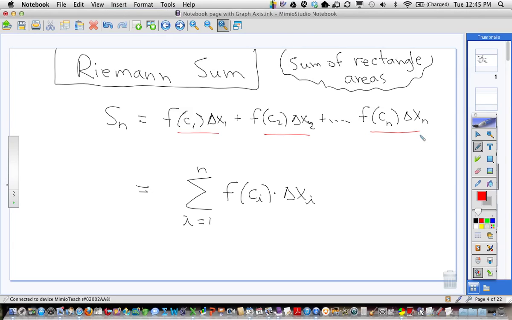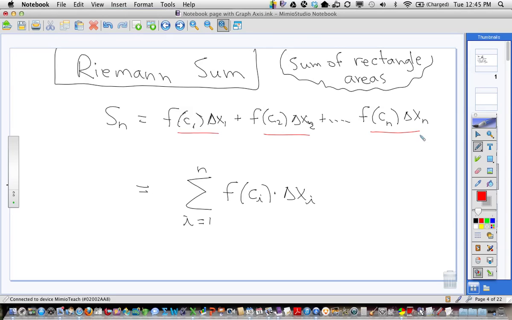But basically what you have here is a rectangle height times a width. Now notice here I put delta x1 where we hadn't been putting that before. And we'll talk about that in a minute. Delta x1, delta x2, and so forth. So this is height 1 times width 1, height 2 times width 2, on and on until the last height times the last width. Then we add those up and call it S for sum. That's a Riemann sum, an adding up of rectangle areas.